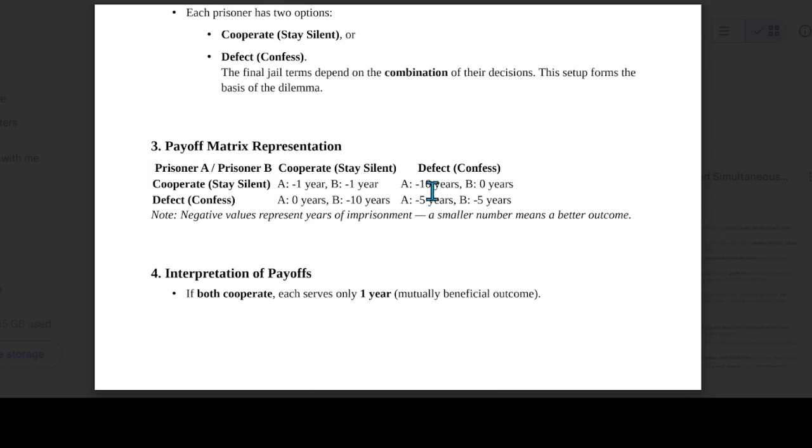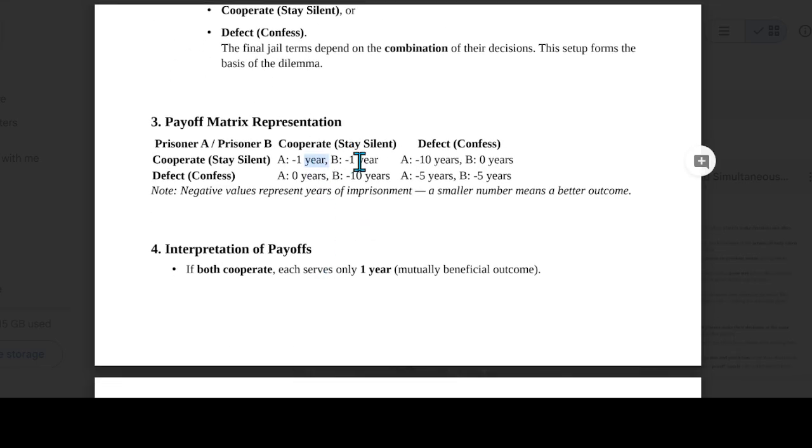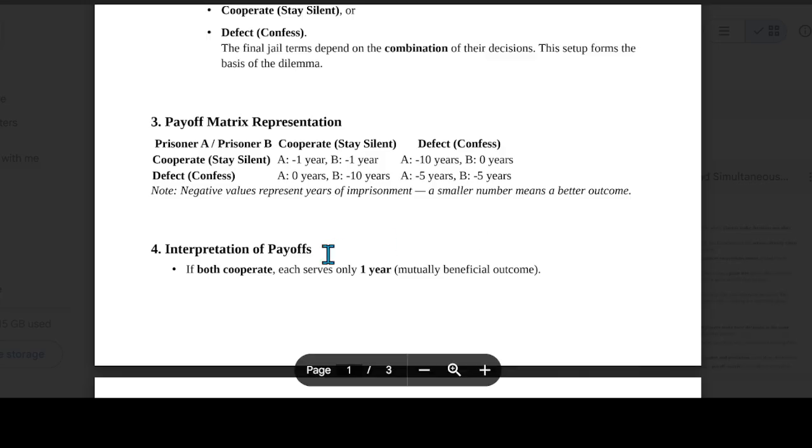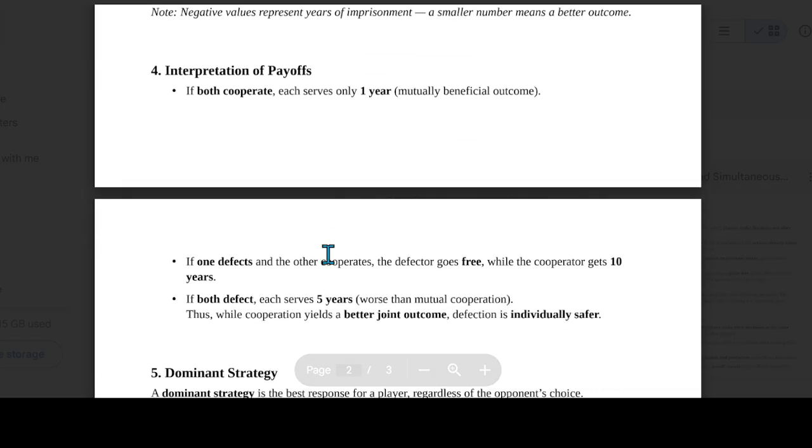So this is the payoff matrix का representation. You don't have to write the year in your payoff matrix. Just write the numbers and that's enough. Okay, values represent years. So you necessarily don't have to write -1. You can write 3. That will be better. So the minus is actually not a minus. It is just 1 year, 10 years. So don't take it as a minus.